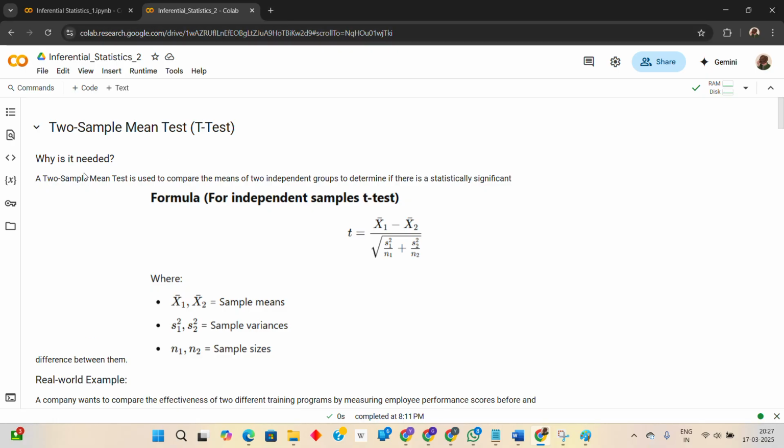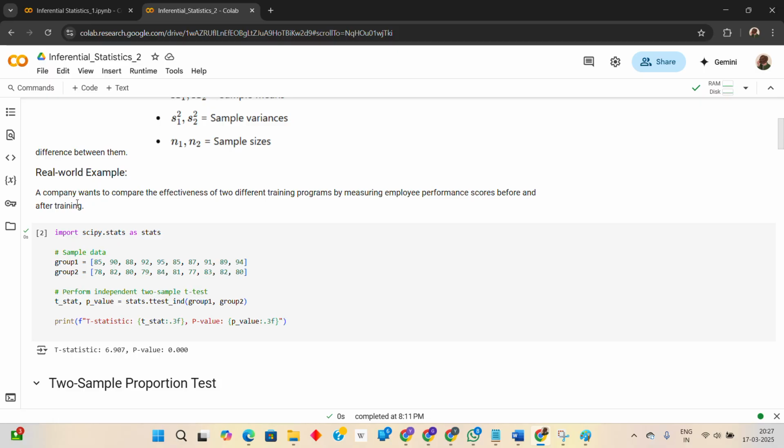First, let us discuss the two sample mean test. Why is it important, why is it needed? Here I provided a small description. A two sample mean test is used to compare the means of two independent groups to determine if there is a statistically significant difference. I also provided a real world example: a company wanted to compare the effectiveness of two different training programs by measuring the employee performance scores before and after training.